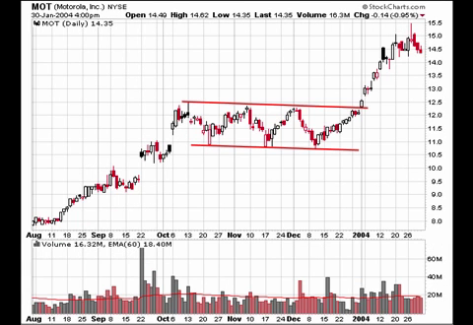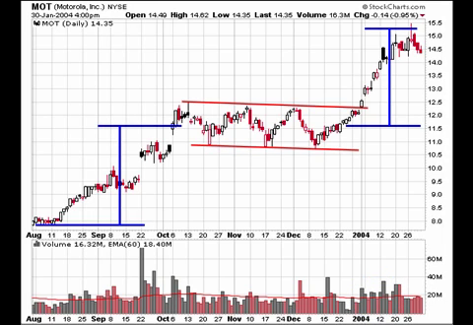Here's Motorola. A 50% rally led to a 3-month bullish rectangle. Volume was solid as the stock broke out and it continued for the following couple of weeks. The move out of the pattern matched the move into the pattern when using the midpoint as a reference level.